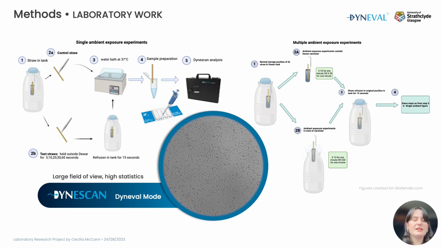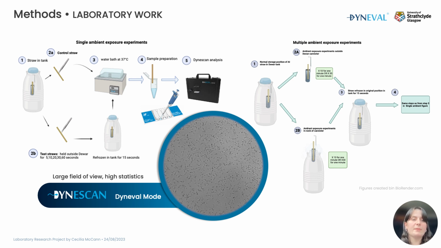These are the methods that I performed with regards to the laboratory work. As I previously talked about, you get single ambient exposures and multiple ambient exposures, and my experiments were meant to mimic these sorts of poor handling practices. The figure here on the left, the single ambient one for stage 1, shows the straw's usual position within the tank. It's kept within one of these goblets that hangs inside of a dewar canister.